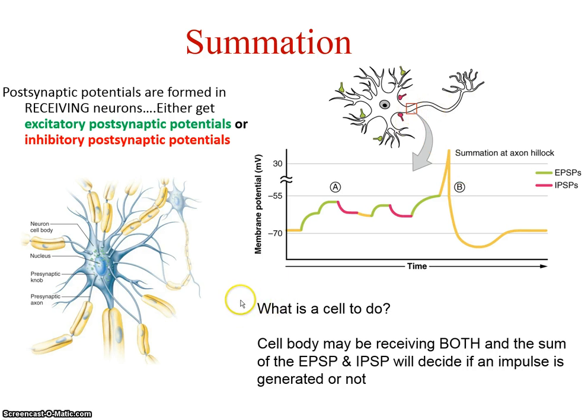So I say here again, hypothetically, what is a cell to do? It has to listen to all these other cells that are talking to it. So a cell body may be receiving both, as we see here, and the sum of the excitatory and inhibitory will decide if an impulse is generated or not.